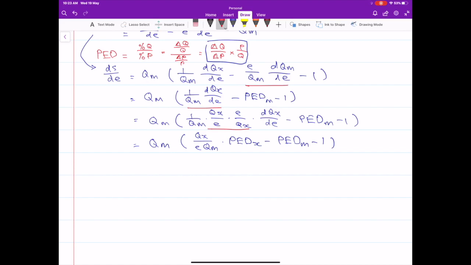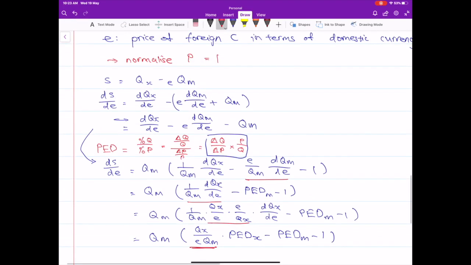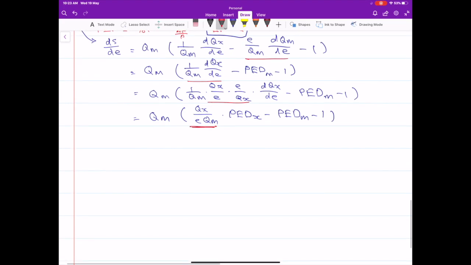Here, we may recognize what this term means because this is similar to what we have here. So now what we have to assume is that the initial trade surplus is 0, which means that QX equals EQM.